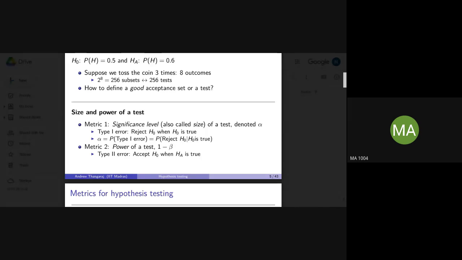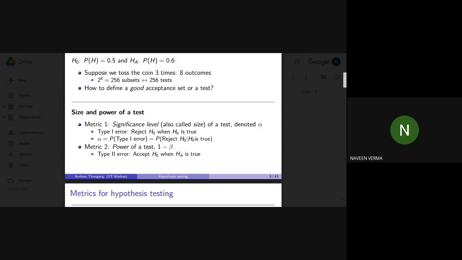So that is called your type 2 error, and again you want to make this error as low as possible. And there is something called the power of a test. The power of the test is just 1 minus beta. So your beta is what? Your beta is accepting H naught when HA is true. So what will be 1 minus beta? Reject H naught when HA is true.